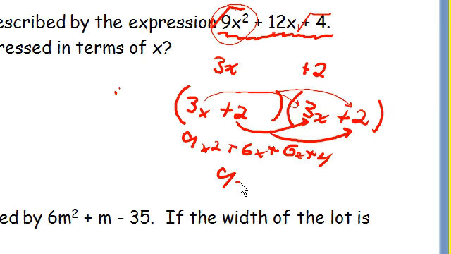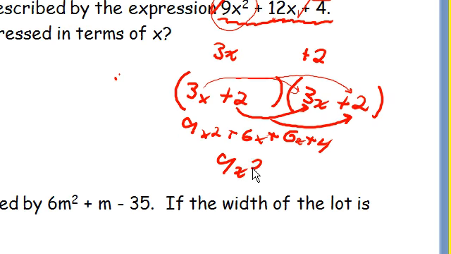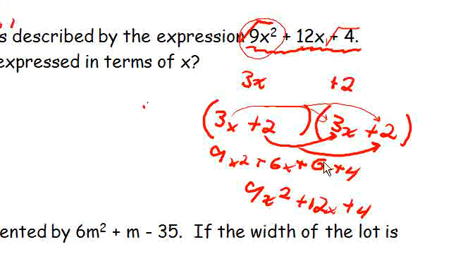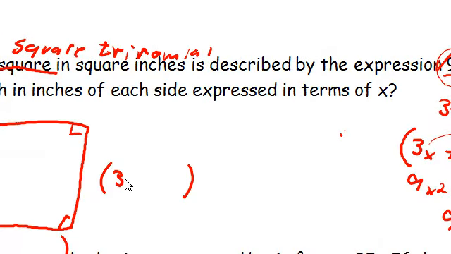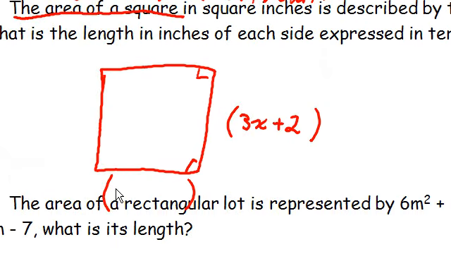And it looks like we were correct. The answer here is 9x squared plus 12x plus 4. And so we have here, this is a perfect square trinomial where each side length is the same. And in this case, 3x plus 2.